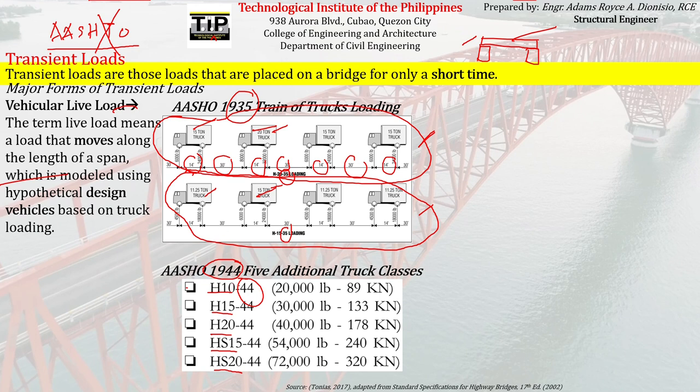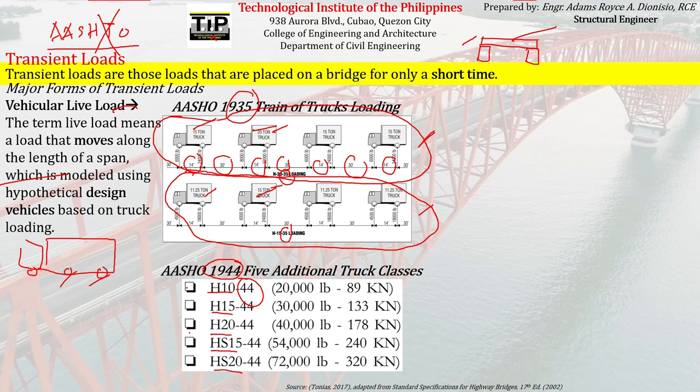So, anong nangyari dyan sa 5 additional truck classes na yan? So, ang nangyari lang dyan, in addition to this corresponding configuration, meron ka ding additional truck classes wherein yung mga kinikerry niya naman ay 10 tons, tapos yung isa 15 tons, 20 tons, tapos yung HS. HS is actually a tandem class of truck. Yung tandem, yun yung pinakita ko kanina sa inyo na truck. Yung may ka-tandem siya na gulong. Yan, tandem sila. Yan, tinatawag natin na tandem truck.